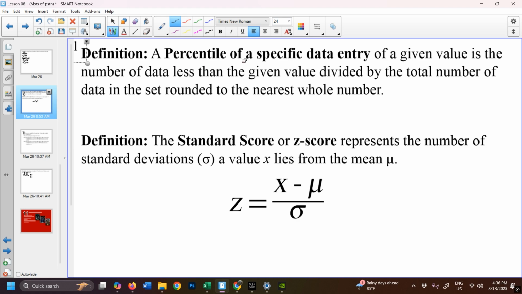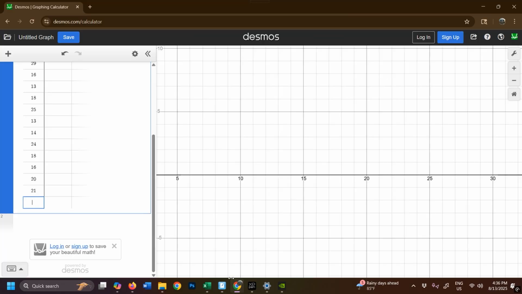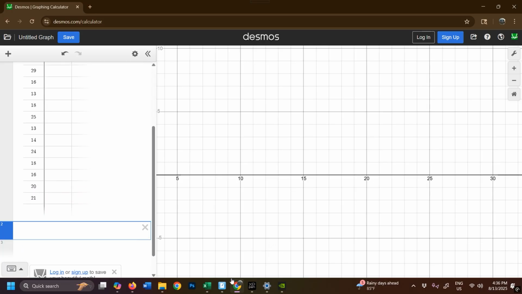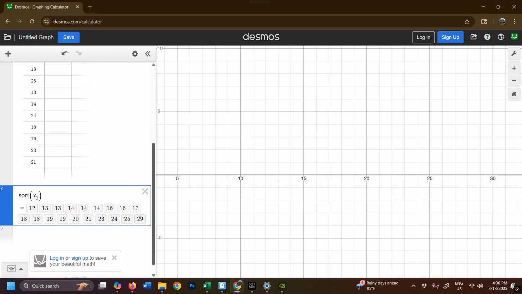All right, so let's check the definition. It says that a percentile of a specific data entry of a given value is the number of data that is less than the given value divided by the total number of data in the set, rounded to the nearest whole number. So if I come back and use this data set, counting the number of data below 14 is difficult because this is not in order. So I am going to type sort and then X1, and that will put this list in order from least to greatest. It also tells me that it's a 19 element list, so I know the total number.